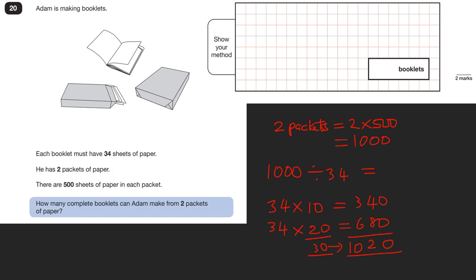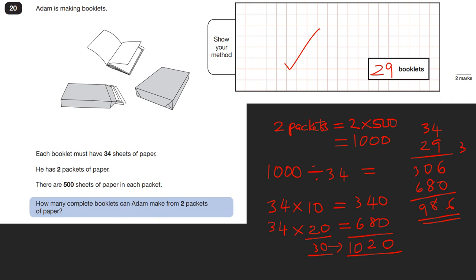So actually 34 times 29 booklets: 9 times 4 is 36, 3 remaining, 9 times 3 is 27, 30. 2 times 4 is 8, and 2 times 3 is 6, and the answer is 986. That is the total sheets required. So he can make 29 booklets, right? You show all the working out here. That is the correct answer for question number 20.